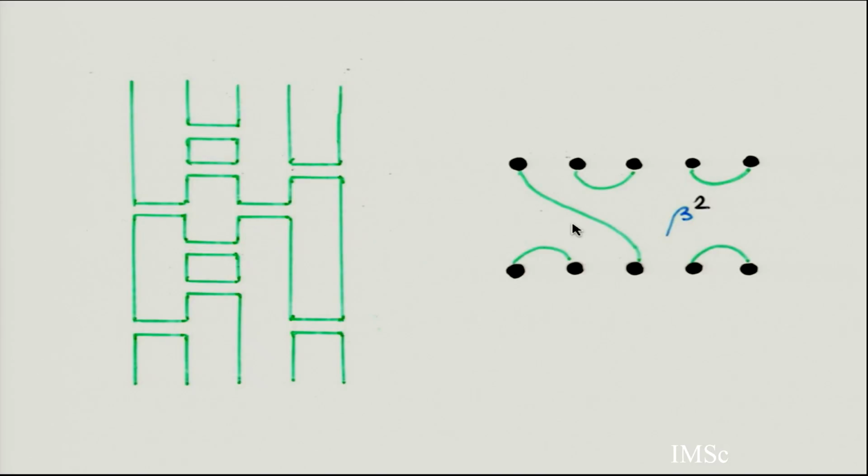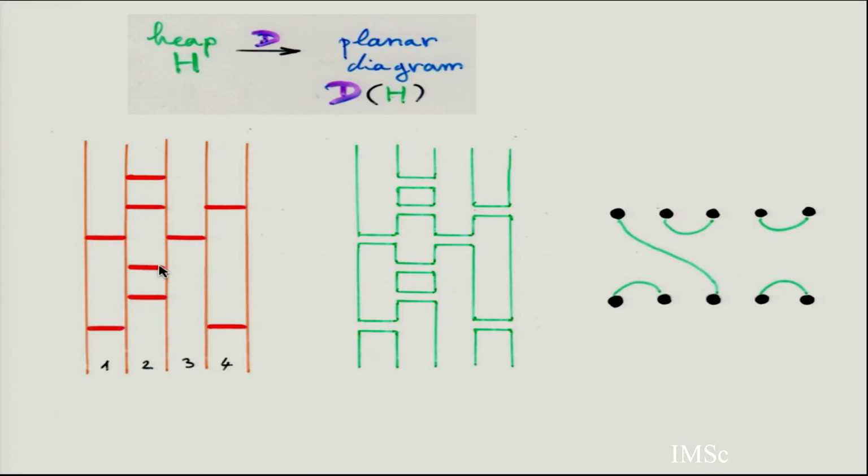When I go from this to this, I cancel the loop, but I keep the number of loops as a parameter beta. So you see the process. First, a heap of dimers, then this planar diagram D of H, and from this planar diagram you get this kind of line, which is the classical interpretation of Catalan numbers, or the classical interpretation of the element of the Temperley-Lieb algebra.